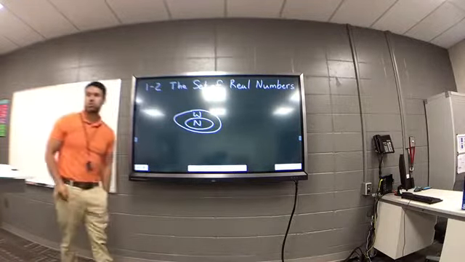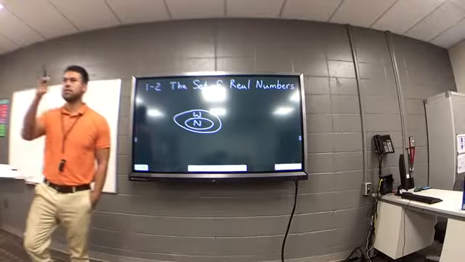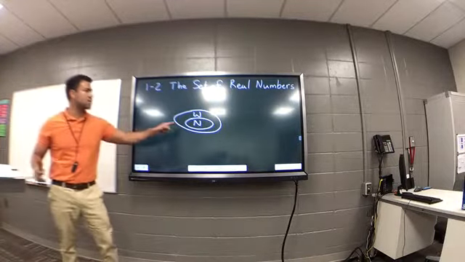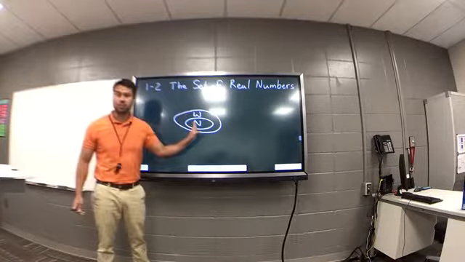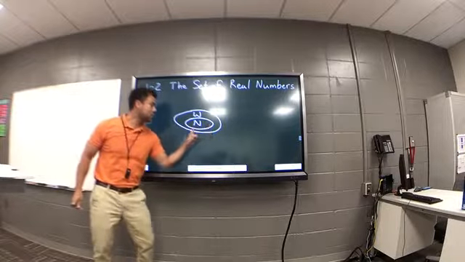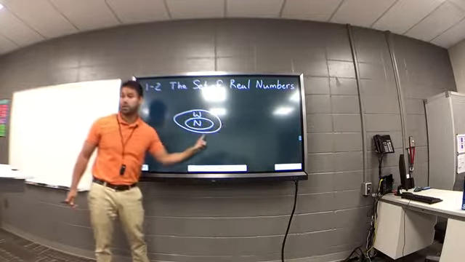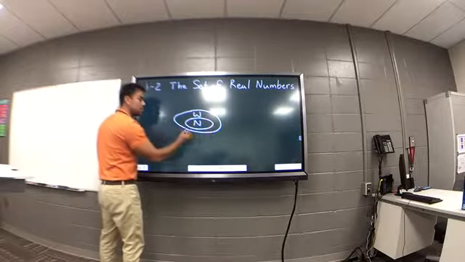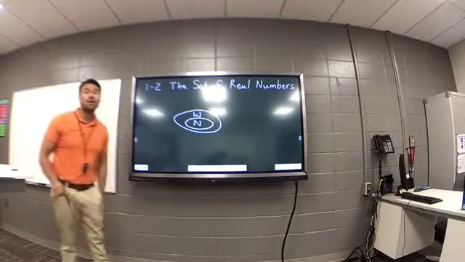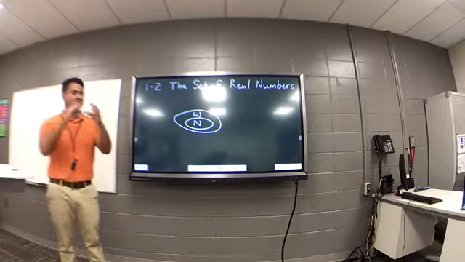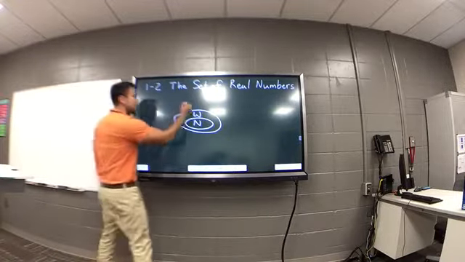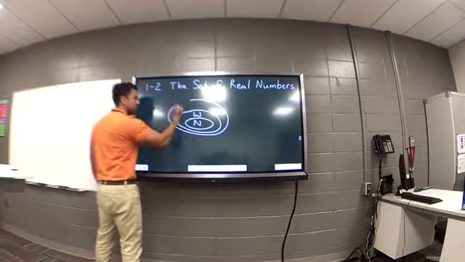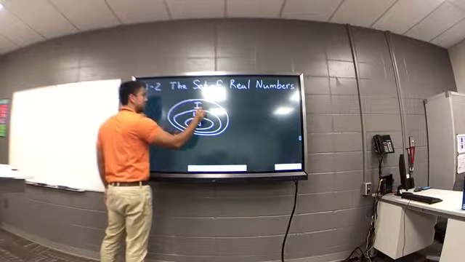Whole numbers, where do those numbers start? 0, 1, 2, 3. Can you see from this little diagram that all the natural numbers are also whole numbers? Are all the whole numbers also natural numbers? No, because there's one big exception: the number 0.